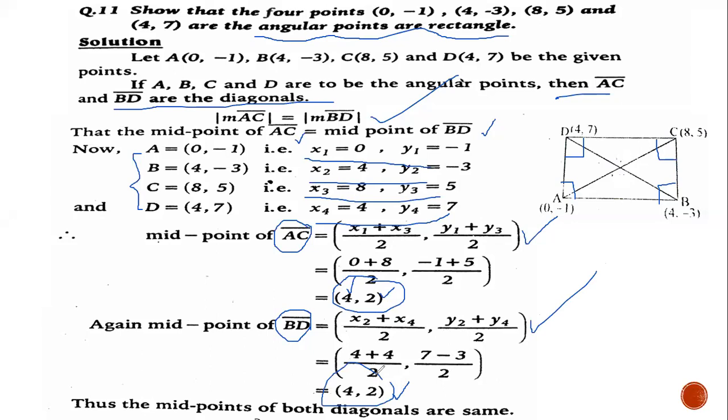कुछ टीचर यहाँ तक वर्किंग करा के छोड़ देते हैं. That is not enough. Diagonals के midpoint तो parallelogram में भी same होते हैं. So we have to do here some more working. Now we are going to find out length of the diagonal line, and diagonal lines are AC and BD, and their length will be same.